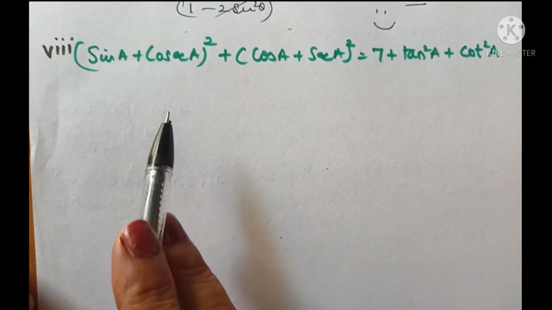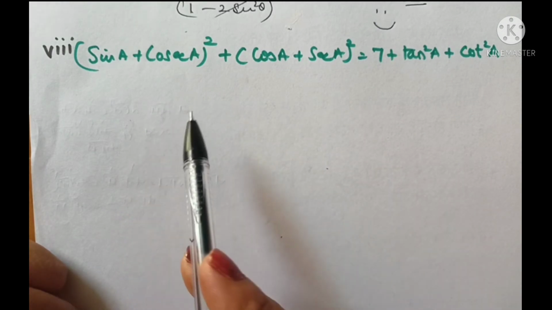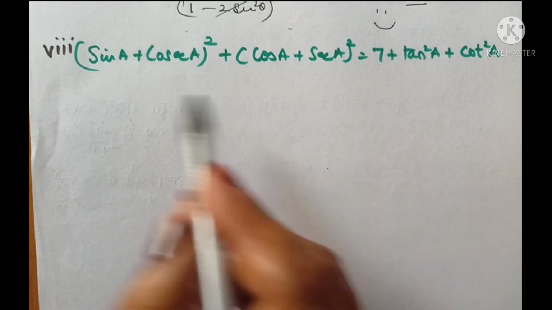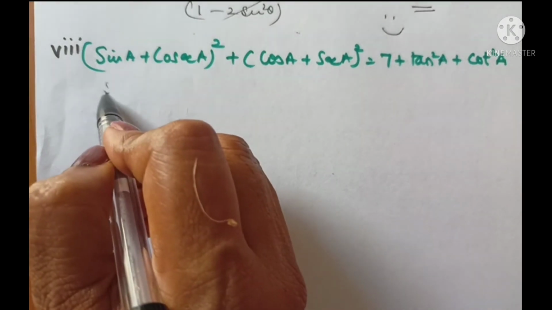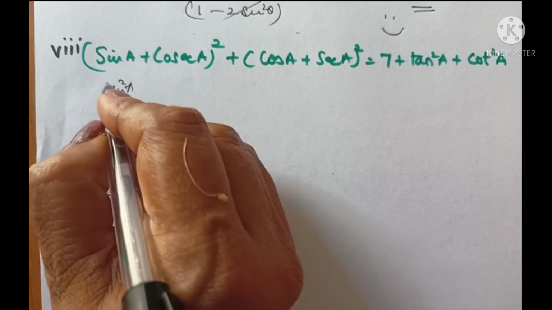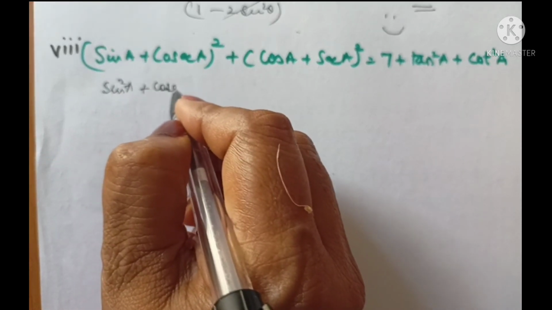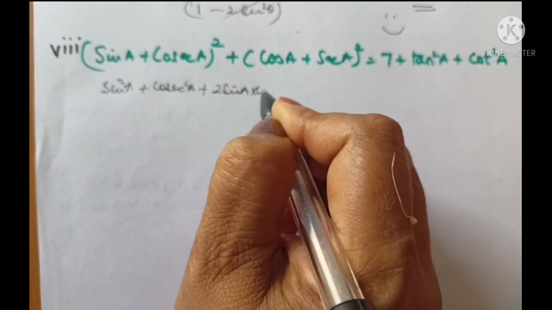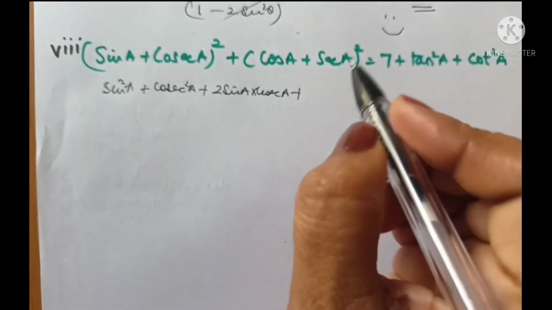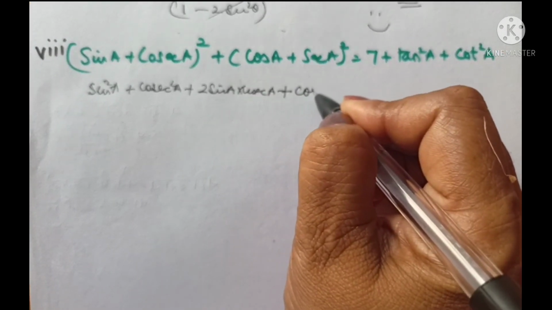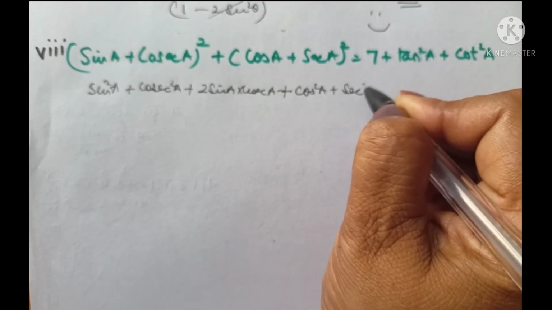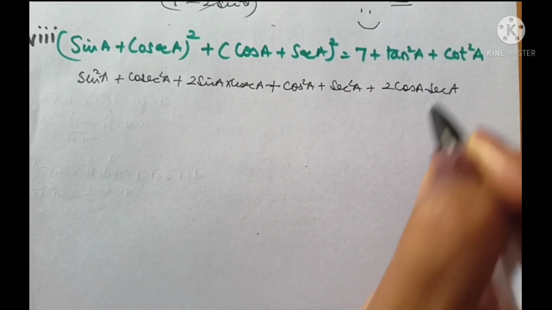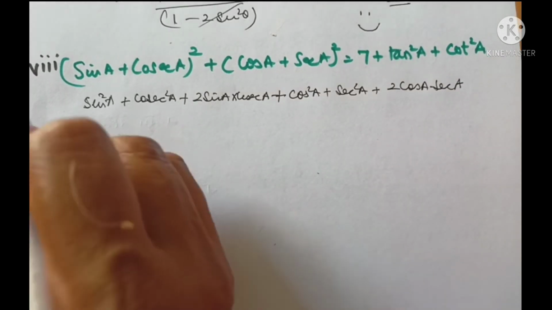Now let's open the whole squares in the 8th part, because in the whole square we have 2 and 7 is there in RHS, so we can accommodate it. So let us apply (a plus b) whole square. I get sine square a plus cosec square a plus 2ab, that is 2 into sine a into cosec a. Similarly, open the next bracket. Cos square a plus secant square a plus 2 cos a into secant a. So we have opened the LHS, right?